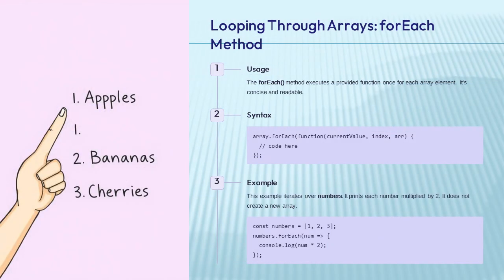Next one is the forEach method. The usage: the forEach method executes the provided function for each array element. It's concise and readable. Here's a simple syntax for the forEach method, which is used for looping through arrays. A simple example that iterates over numbers. It prints each number multiplied by 2. It does not create a new array.